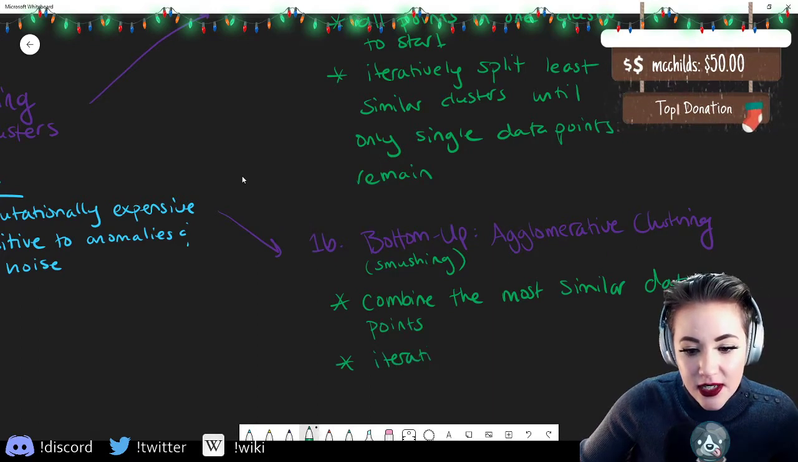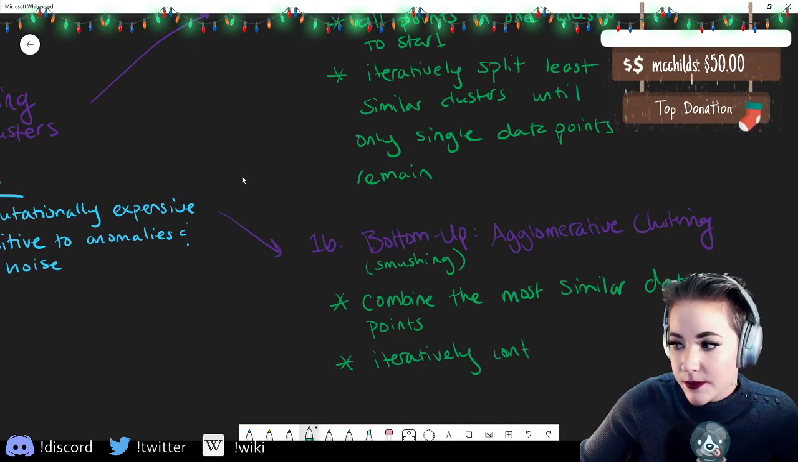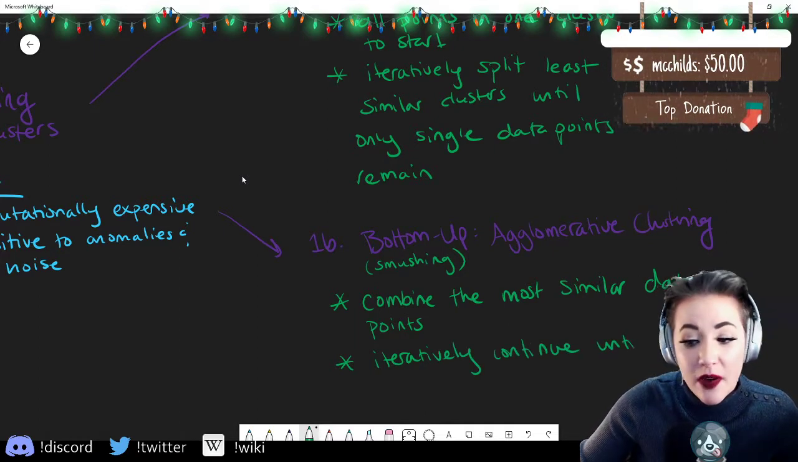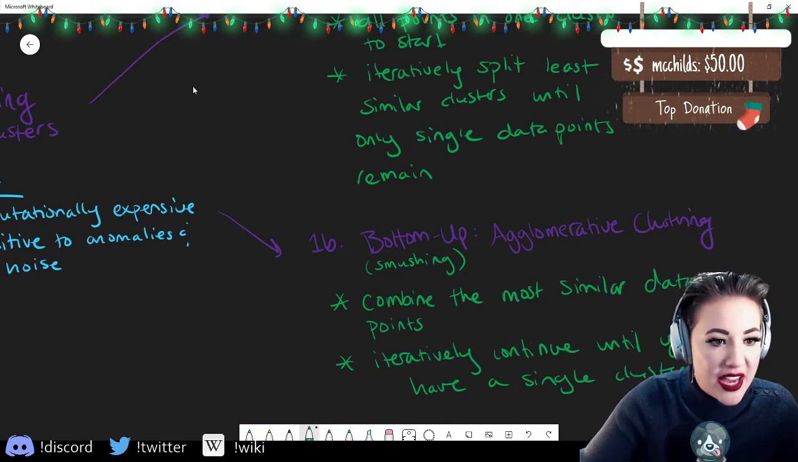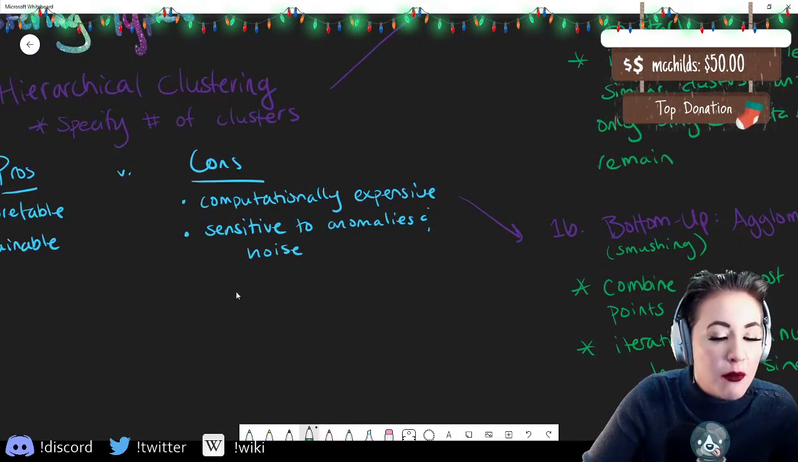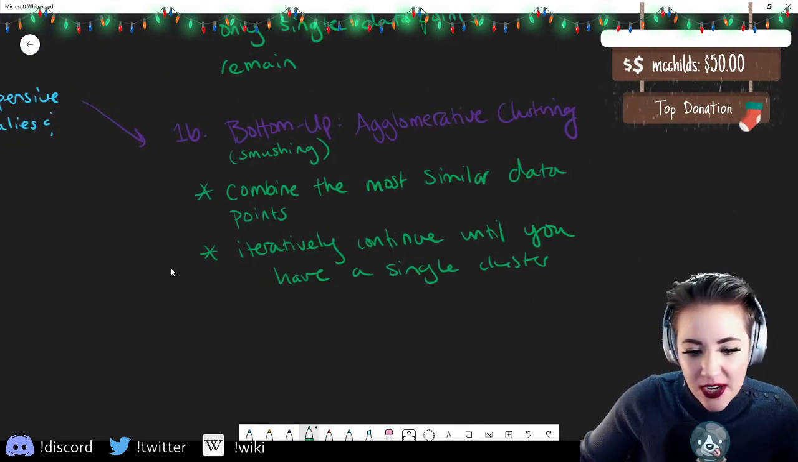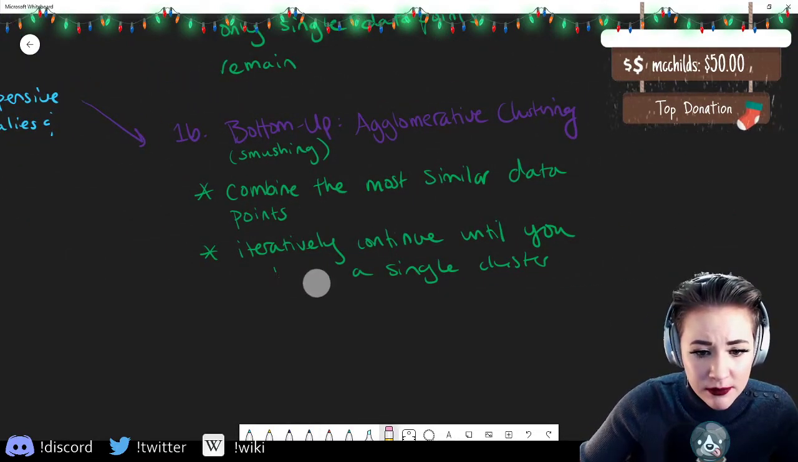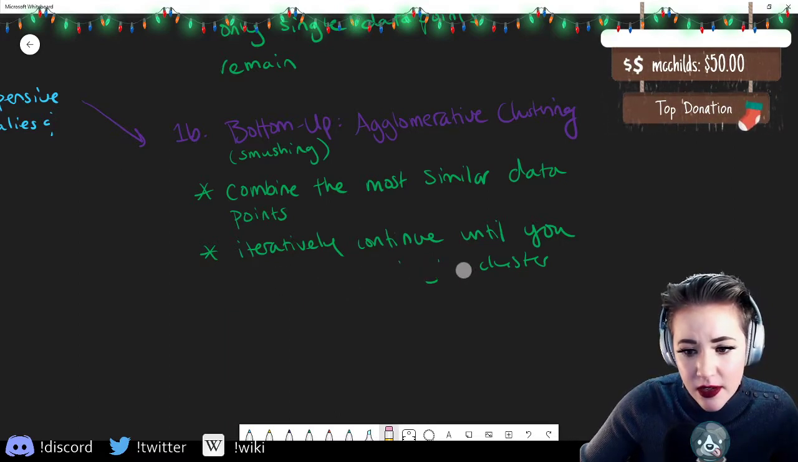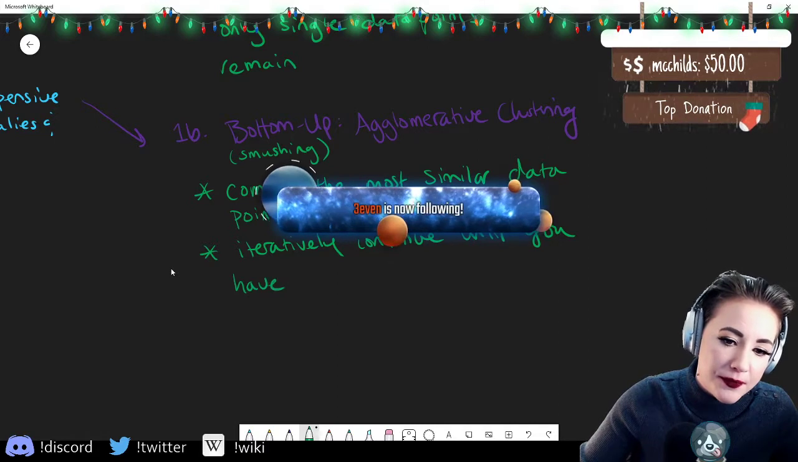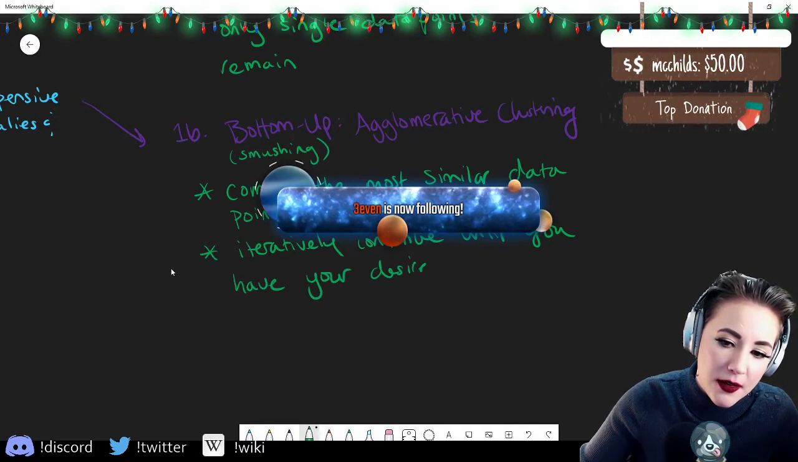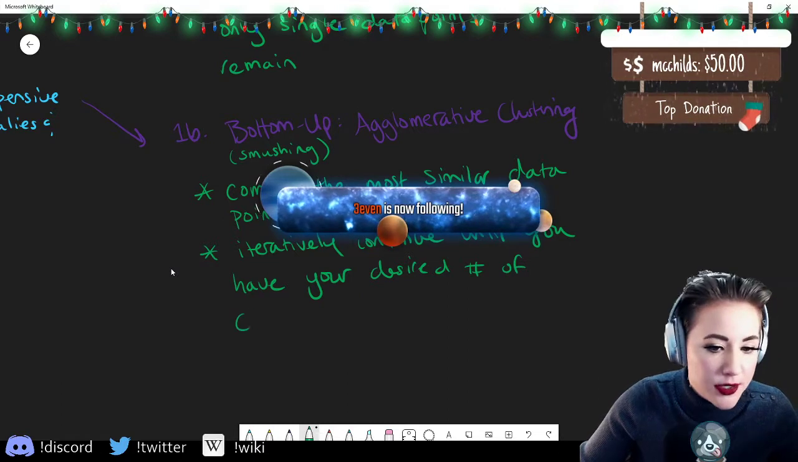And you iteratively continue the combinations until you have a single cluster, or you reach your K, right? You're going to reach your number of clusters. Actually, let's be more specific. You can keep going until you have a single cluster, but I don't recommend that. So instead, let's say until you have your desired number of clusters. We'll phrase it like that.